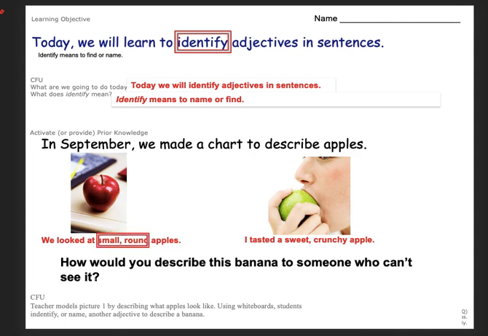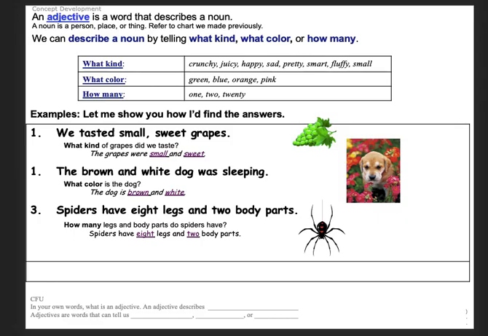And then also for this second picture, I tasted a sweet, crunchy apple. Does "tasted" tell you about the apple? No, but "sweet" does. An apple can be sweet and an apple can be crunchy. Sweet and crunchy describes the apple. Those are describing words. We're not talking about the person eating. We're talking about what the apple looks like and tastes like.